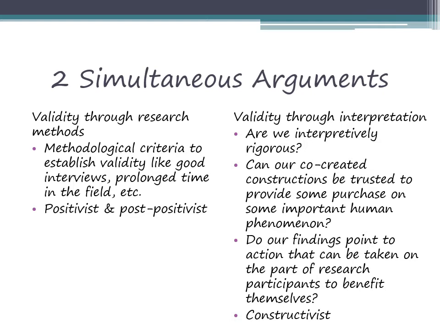The second argument is the one that has been taken up for more discussion in recent qualitative research. This form of establishing, quote, validity requires the researcher to be able to answer the questions, are we interpretively rigorous? Can our co-created constructions be trusted to provide some purchase on some important human phenomenon? Do our findings point to action that can be taken on the part of the research participants to benefit themselves or their particular social contexts? This argument for validity is more commonly taken up in constructivist and critical lenses of theory.